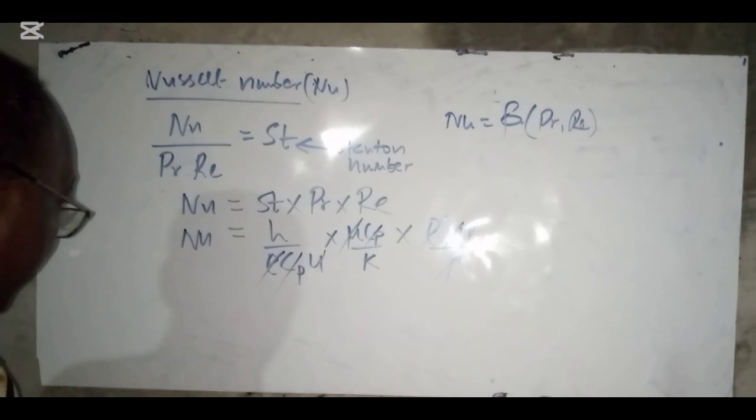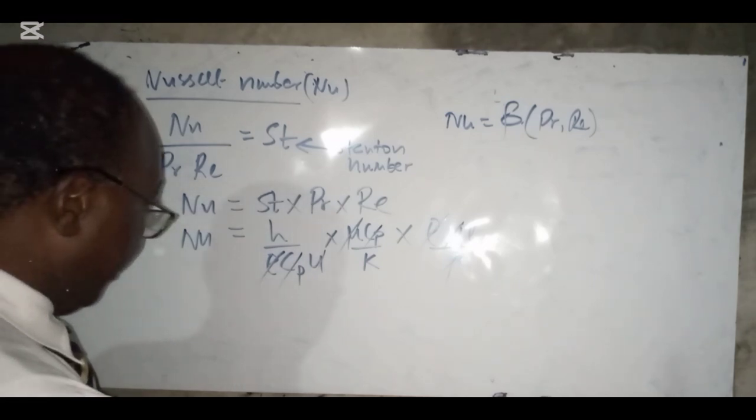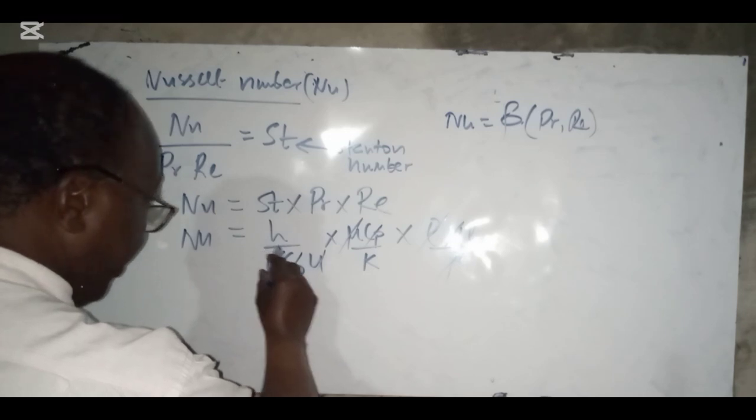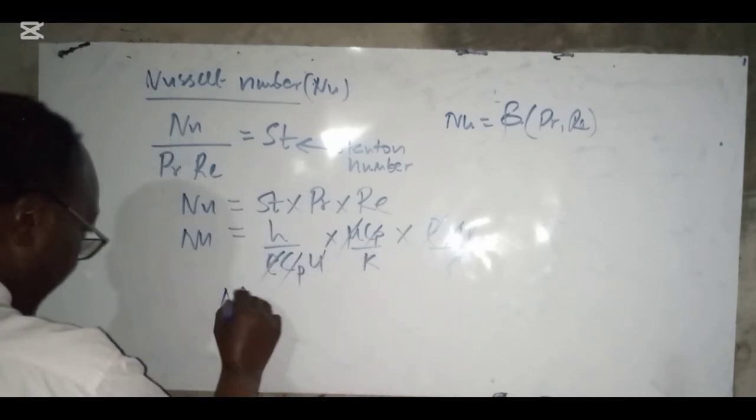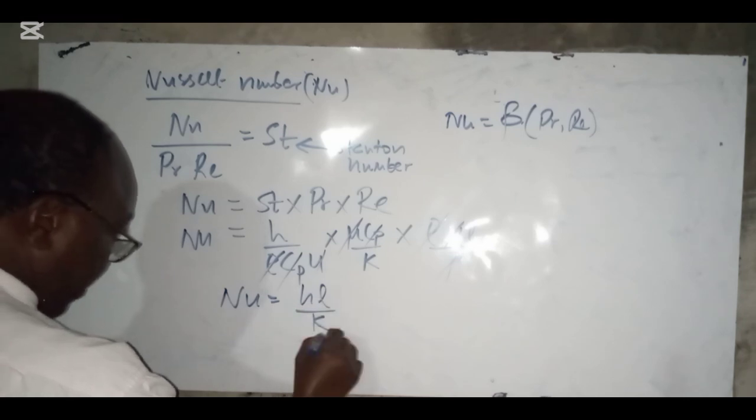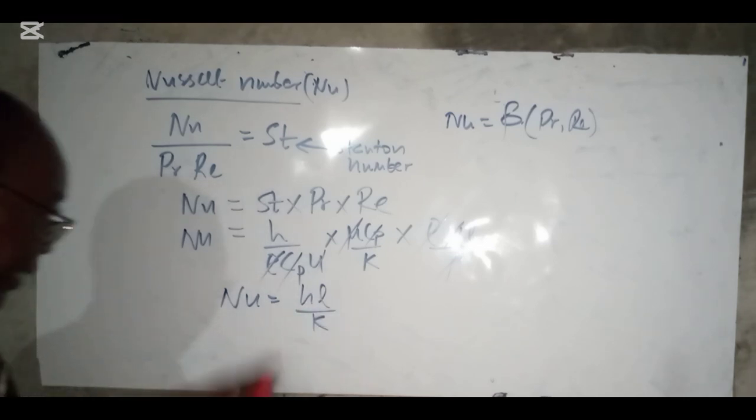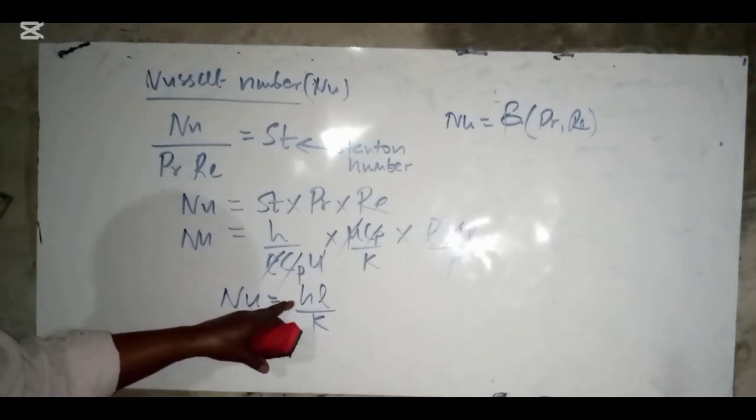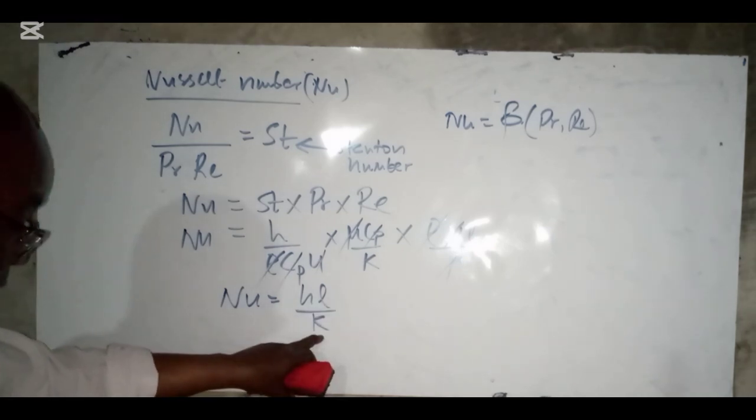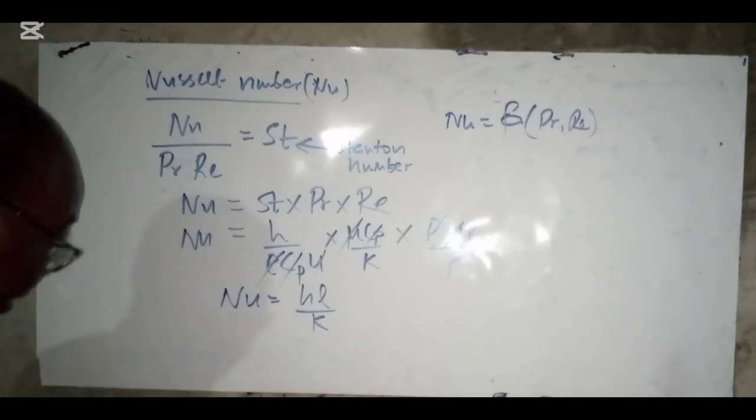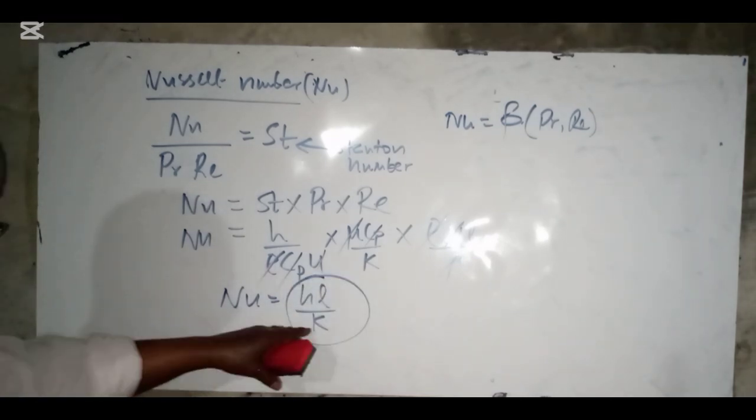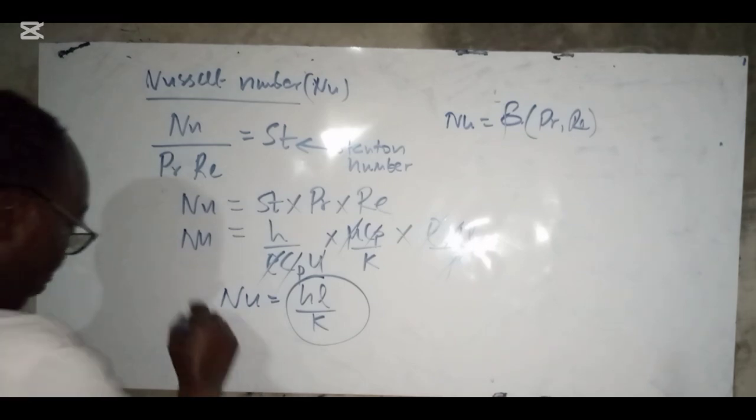So what do we have here? We have h. So Nusselt number will be hL over k. And don't forget, h is the heat transfer coefficient, L is length, and k is the thermal conductivity. Don't forget these particular quantities.